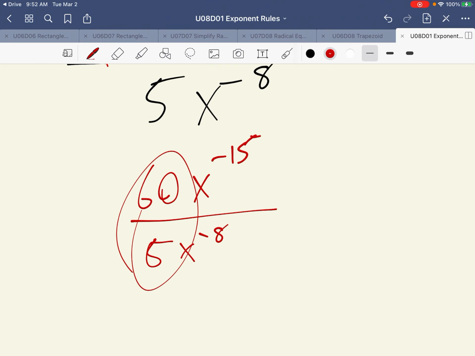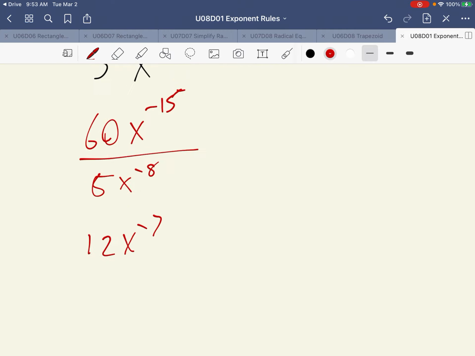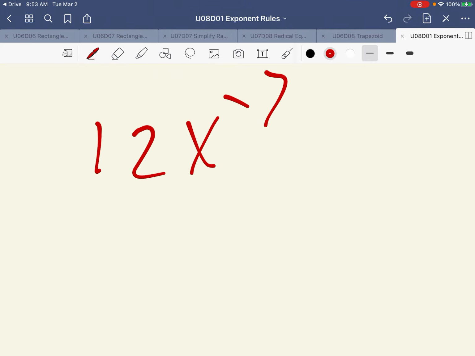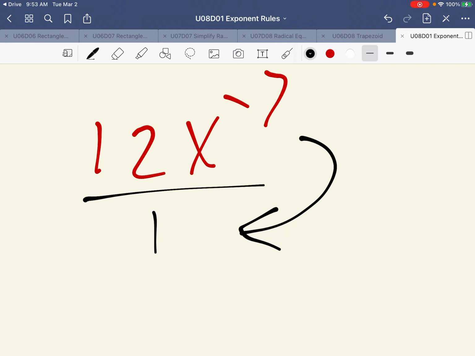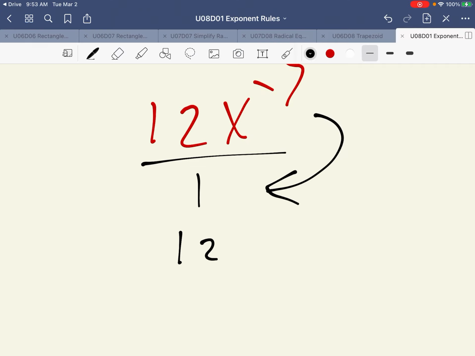We will divide these if possible, otherwise we'll have a fraction. 60 divided by 5 is 12. X to the negative 15th minus negative 8 will actually be x to the negative 7. Now, if we're not allowed to have a negative in our final answer, which you're usually not allowed to, we're going to put this over 1, and we're going to move the terms with the negative exponents to the denominator. So our final answer will be 12 over x to the 7th.